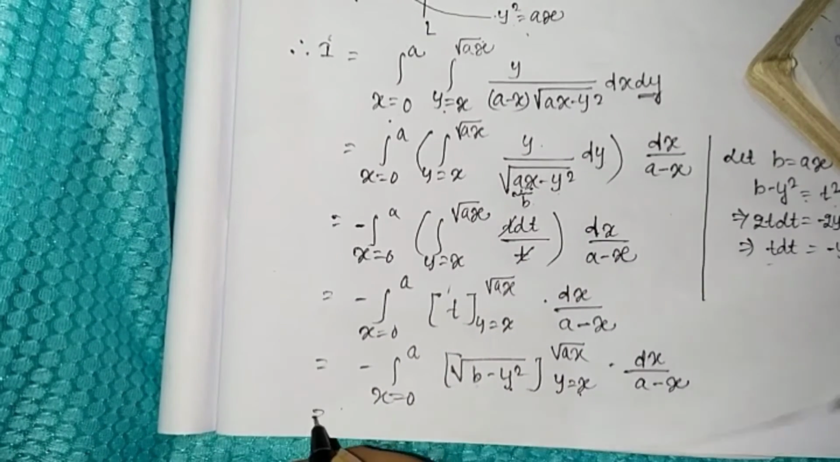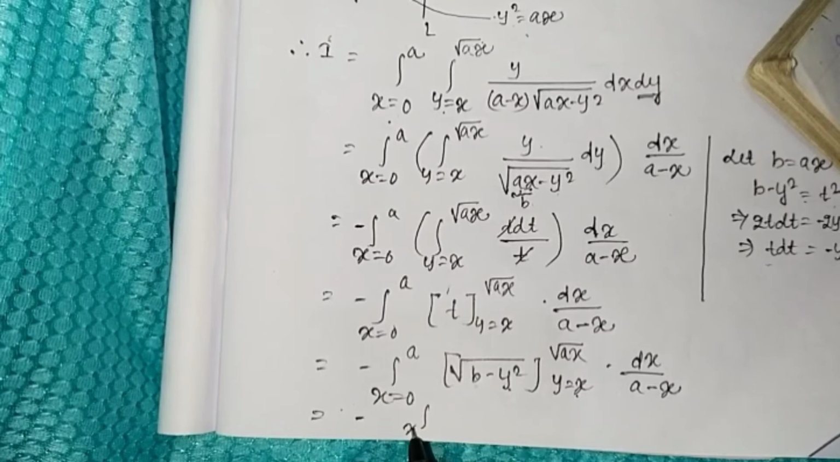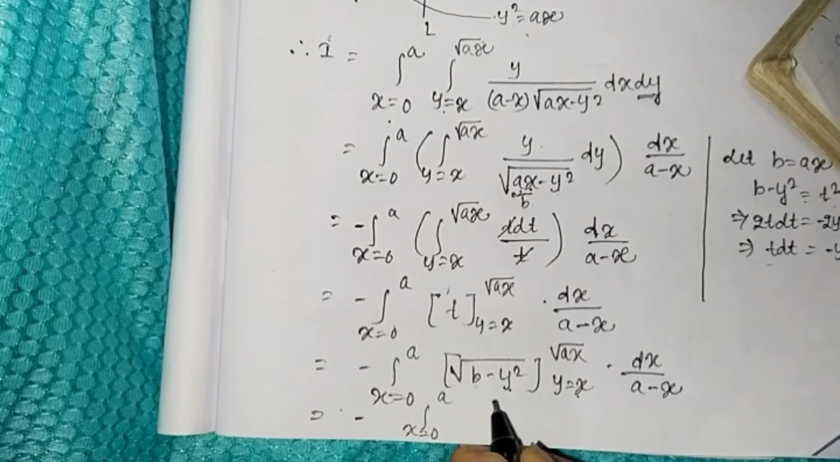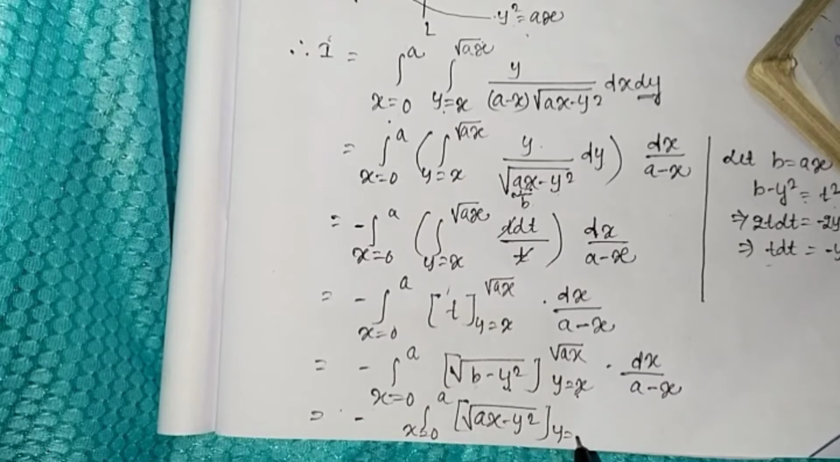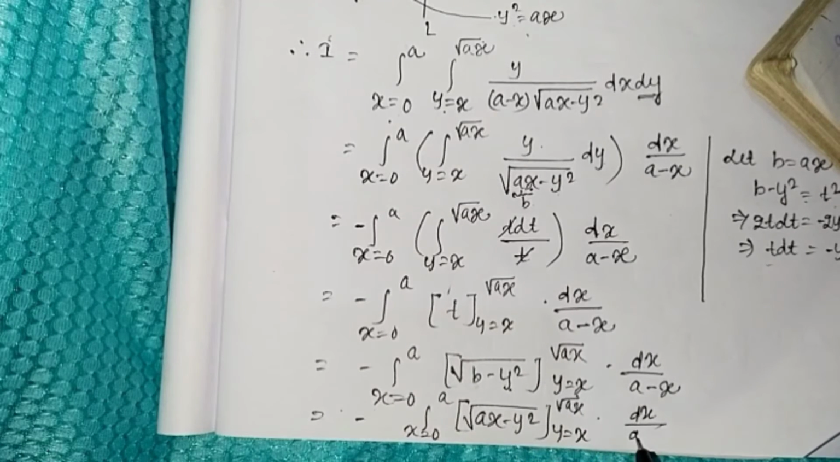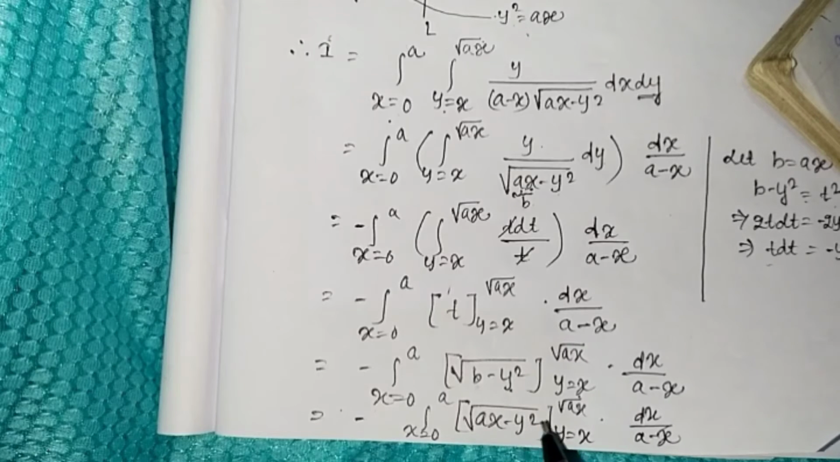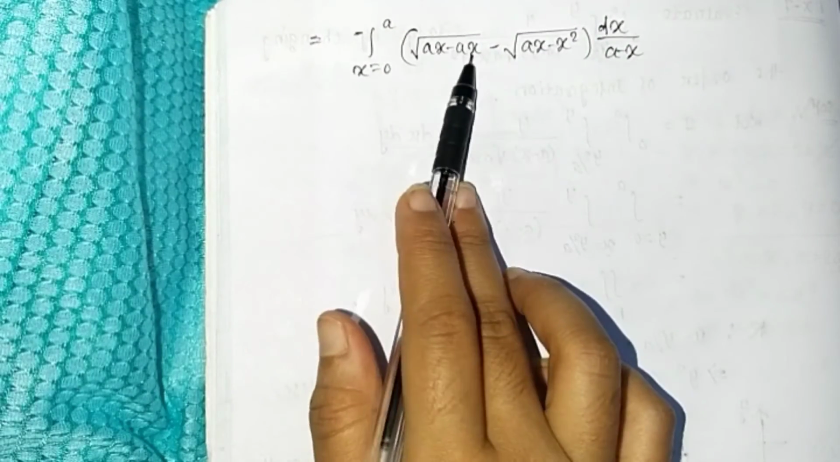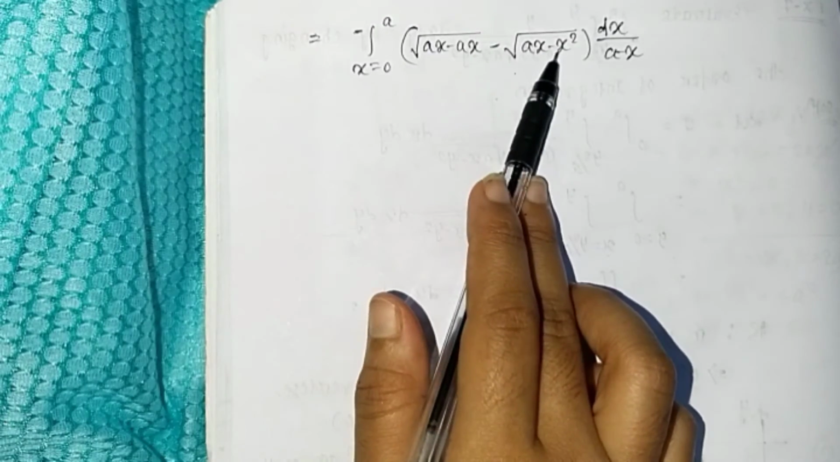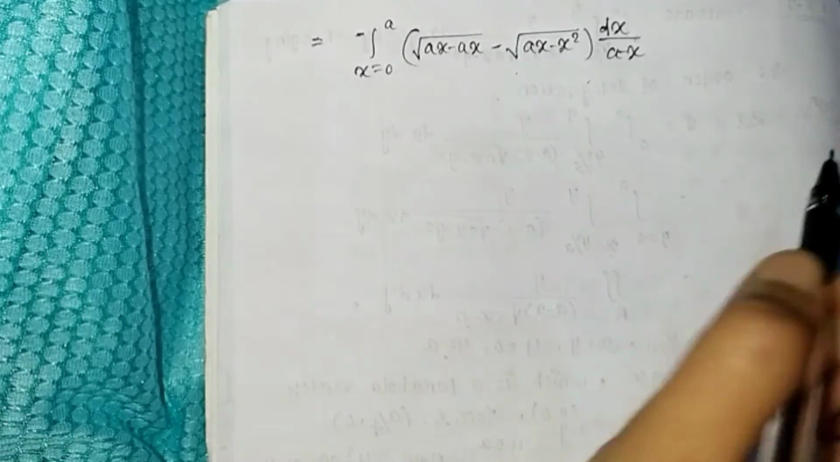So that is equal to minus integration from x equal to 0 to a, root over of b, which is our ax, minus y square, and y is from x to root over of ax, into dx divided by a minus x. Then first we put the upper limit here, then we put the lower limit here. After putting the upper limit and lower limit, we get this much: root over of ax minus x square minus root over of ax minus x square, dx divided by a minus x.